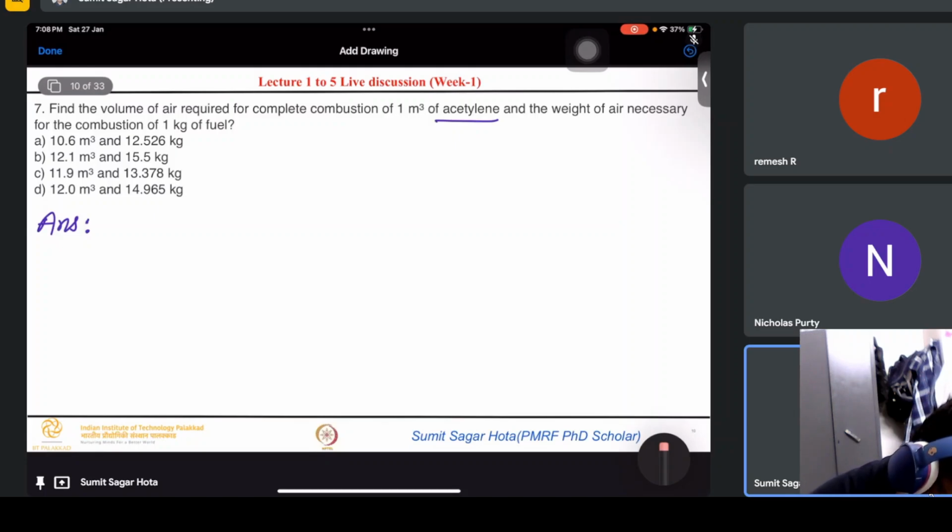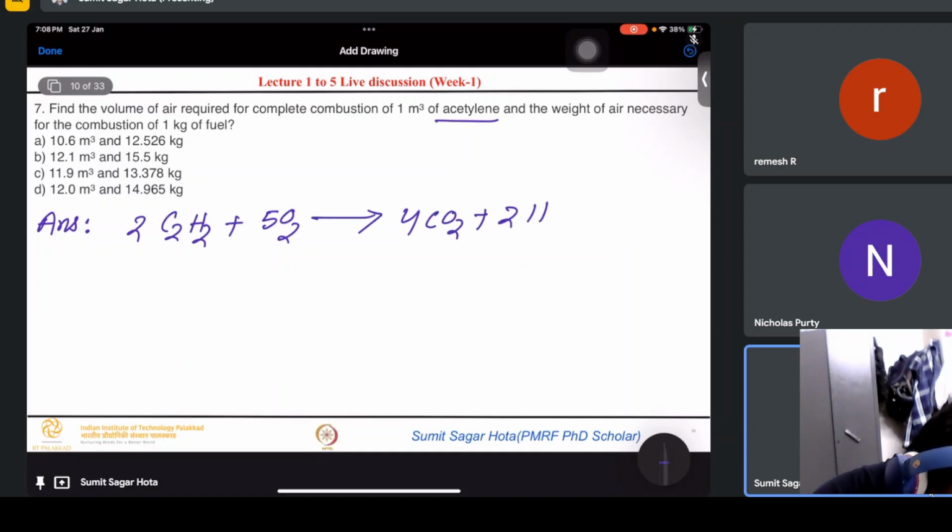Find the volume of air required for the complete combustion of 1 meter cube of acetylene and the weight of air necessary for the combustion of 1 kg of fuel. Here it's air that is written. You can also take oxygen; the reaction will be the same, only the 3.76 N2 and all these things will come into existence. You can take oxygen plus, directly write down the balanced reaction for CO2.